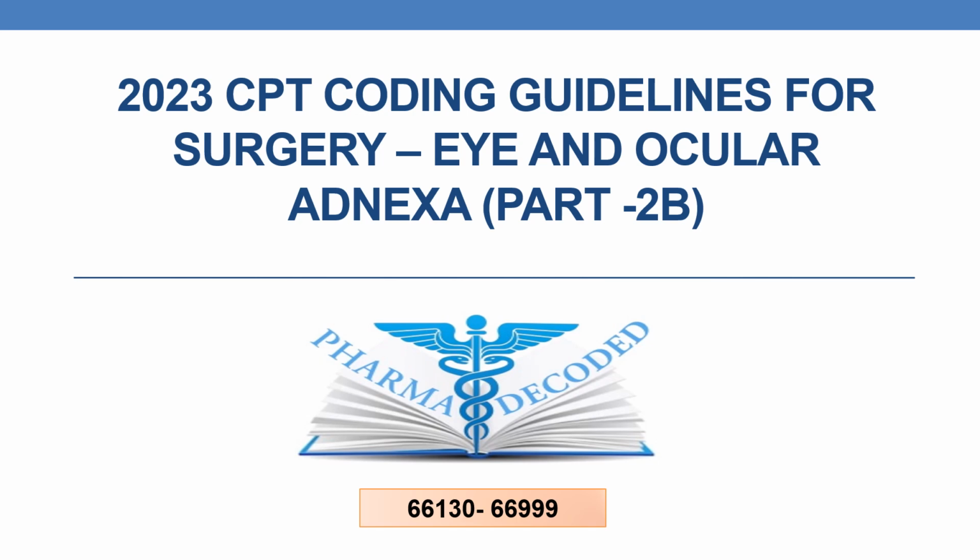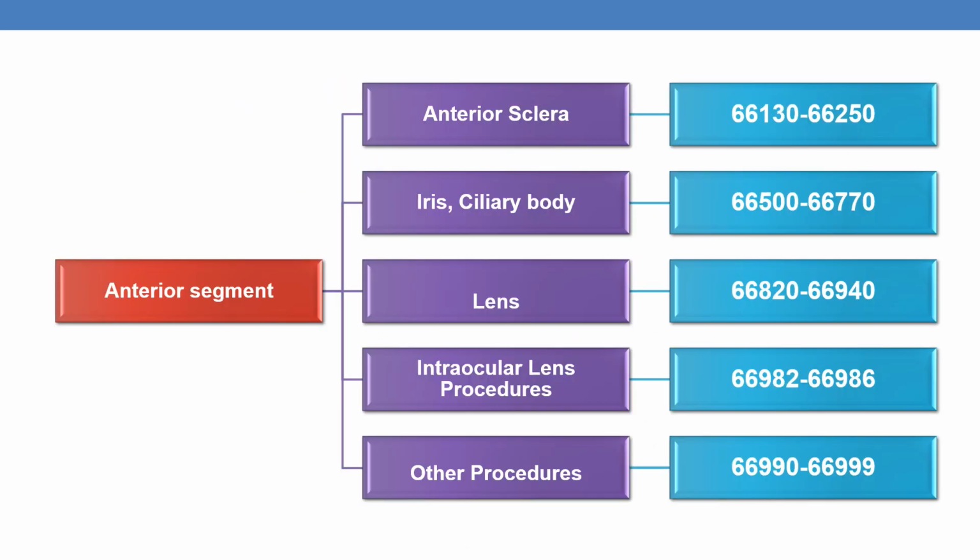Hello everyone, now let us discuss about 2023 CPT coding guidelines for surgery, eye and ocular adnexa part 2b. In the current session, we will be discussing the CPTs in the range 66130 to 66999. We will be discussing the following segments. The first one is anterior sclera, next is iris or ciliary body, lens, intraocular lens procedures, and finally other procedures.